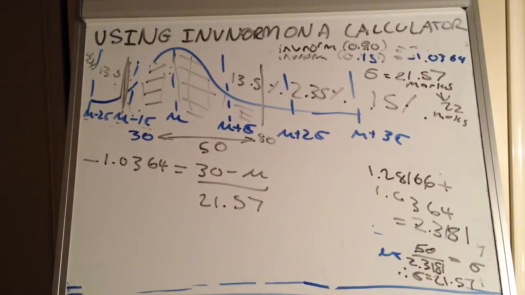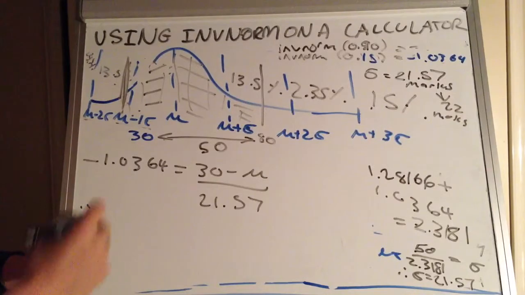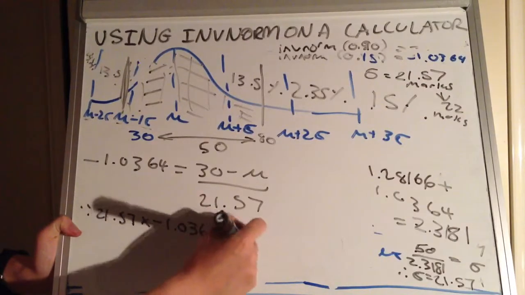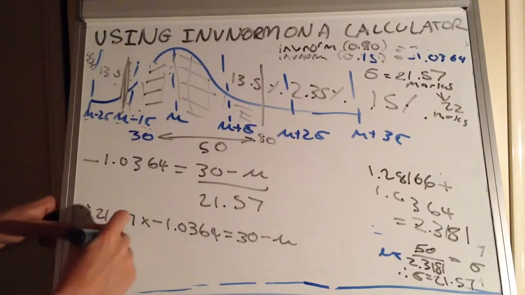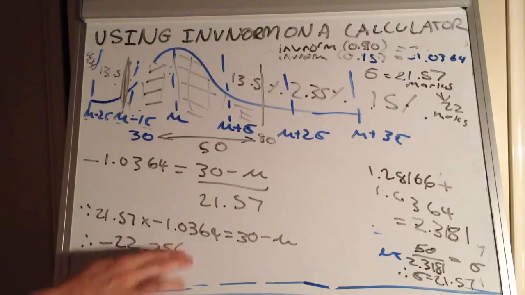So now we can isolate for mu. In order to do this, I bring up the denominator of the right-hand side and multiply it by the numerator on the left-hand side. So 21.57 times negative 1.0364 equals 30 take mu. Therefore, we can get our calculator and simplify the left-hand side. 21.57 multiplied by negative 1.0364 is going to be equal to negative 22.355. I'll round that to 22.355.